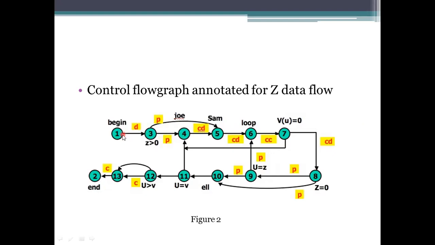Here from 1 to 3, it is being defined. From 3 to 4, it has been used for a predicate. That's all. After that we are defining it again, but I am not considering that segment. I am taking only 1, 3, 4. So this path we are specifying will be considered as a definition clear path.